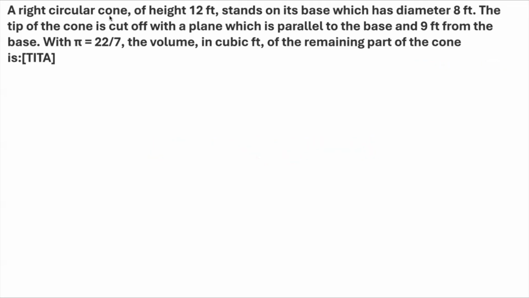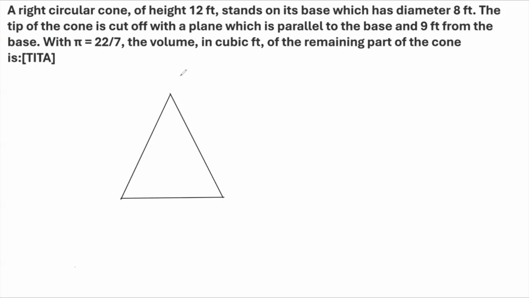A right circular cone of height 12 feet stands on its base which has diameter 8 feet. The tip of the cone is cut off with a plane which is parallel to the base and 9 feet from the base. Pi is 22 upon 7. The volume in cubic feet of the remaining part of the cone is. All right, guys.